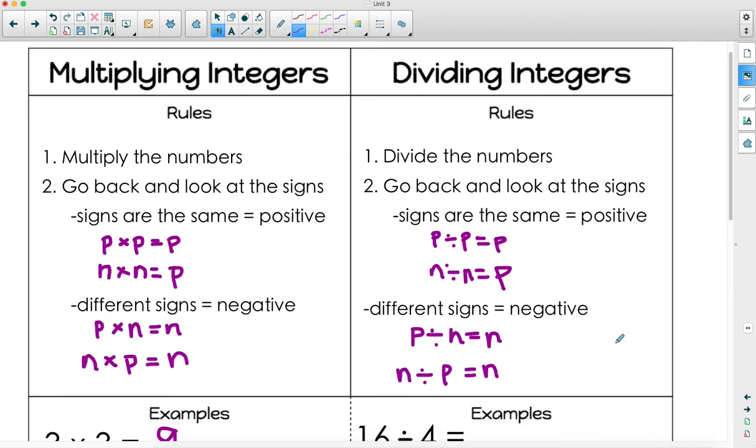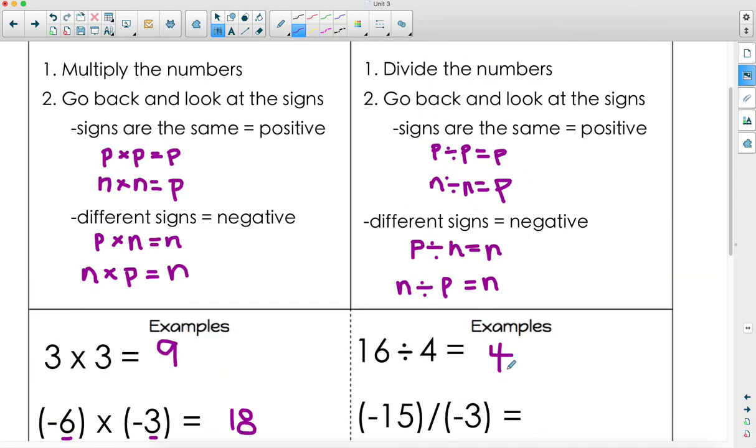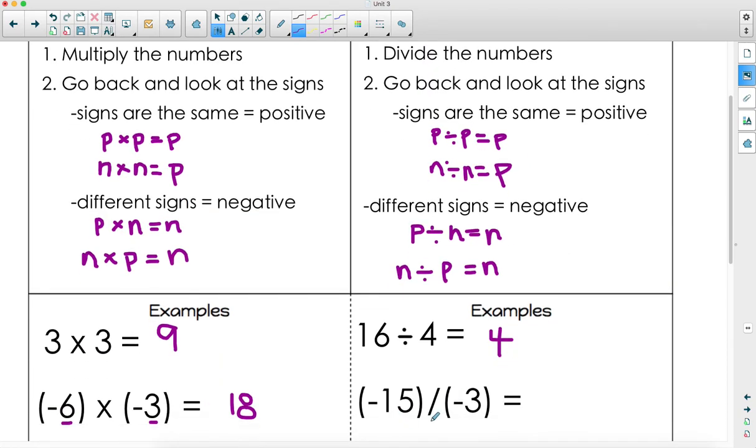Okay, let's do a couple dividing integers. If you look at the first one, this is pretty basic. Positive 16 divided by 4, so that equals 4. And this is division like you know it. A positive divided by a positive, they have the same sign, so the answer is a positive. Okay, the next one, negative 15 divided by negative 3. And this sign right here, if you want to, you can make a little note off to the side. This means to divide. You won't see this too often, but if you do see it, you need to know that that means division.